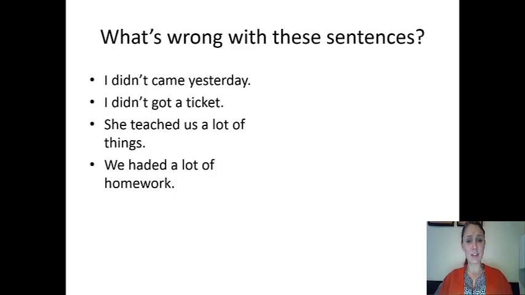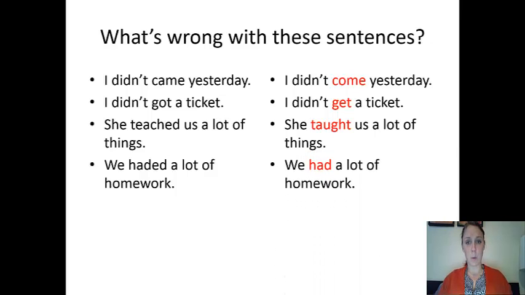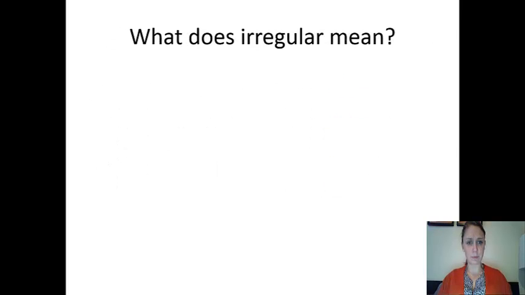I didn't came yesterday. I didn't come yesterday. I didn't got a ticket. I didn't get a ticket. She teached us lots of things. Hopefully she taught you lots of things. We had it a lot of homework. We had a lot of homework. Now, these errors with irregular verbs come when you take the rule to add an ed and you think they apply to every verb, and they just don't. So let's practice a few together right now.